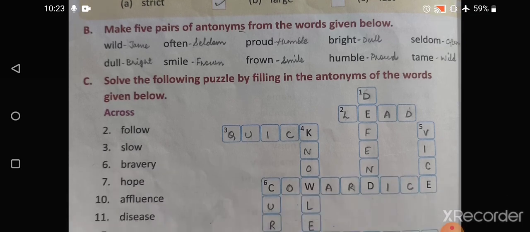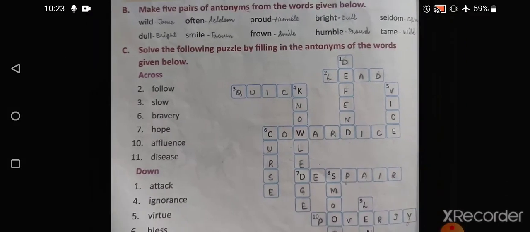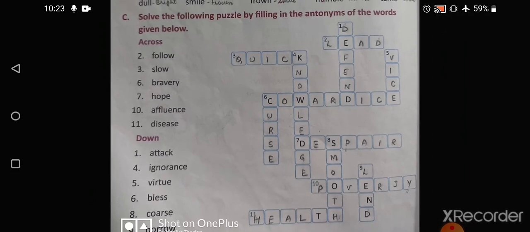Okay. Now coming on to the puzzle. Solve the following puzzle by filling in the antonyms of the words given below. So first we are going to do the across one, then we will do down. First is follow. So the opposite of follow is lead. The opposite of slow is quick. Bravery, cowardice. Hope, despair. Affluence, poverty. Disease, health.